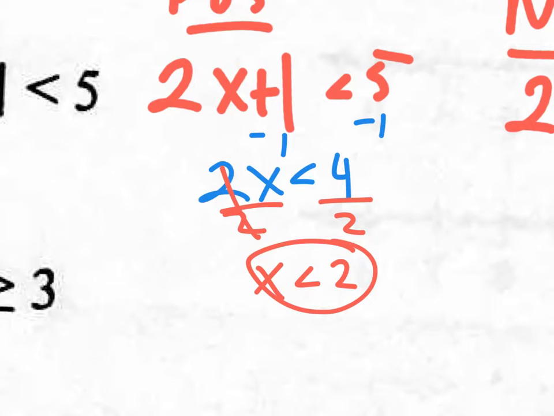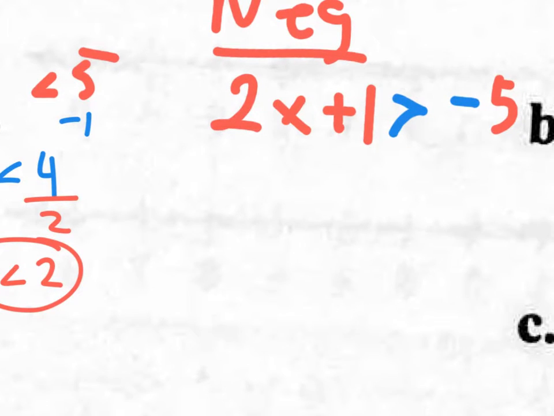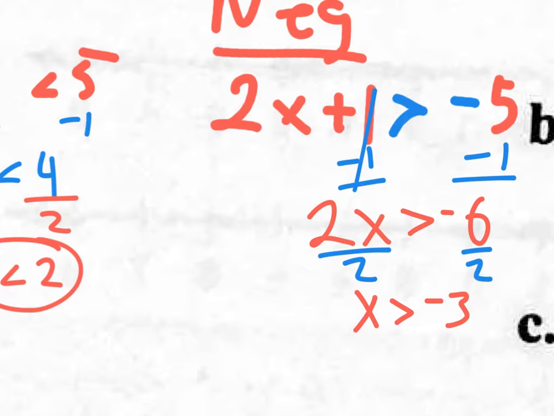Now this is an answer. Let's do the negative situation. We're going to subtract 1 also. It's going to cancel. You're going to have 2x is greater than negative 6. So we're going to divide by 2, and we have x is greater than negative 3. So those are our 2 answers.